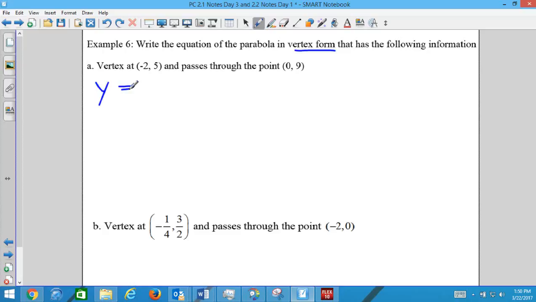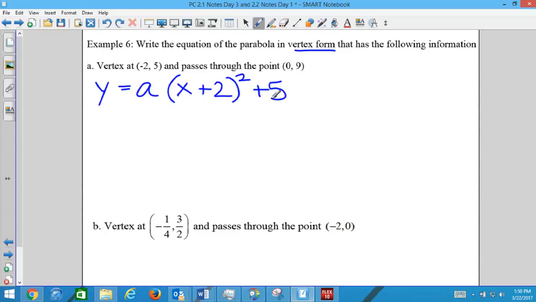A. I don't know the A value, I'll put it as A. Then it's x minus h. Do I know the h value? -2. So x minus -2, plus 2, squared. Then plus k, plus 5. So vertex form: A times parenthesis x minus h squared plus k. I plugged in my h and my k, but I don't know A.